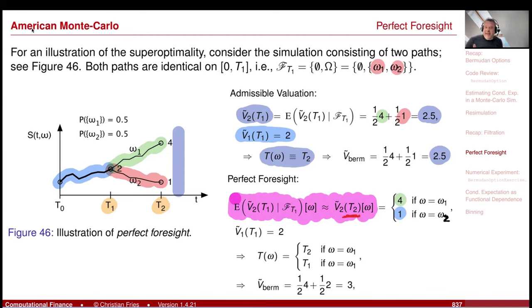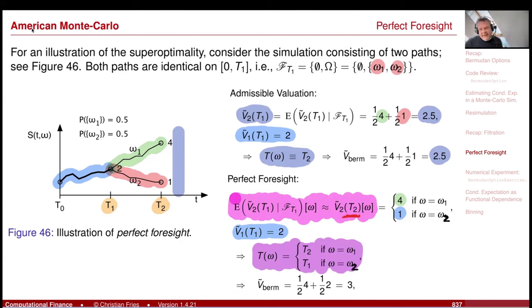So my conditional expectation is a random variable, but here my approximated conditional expectation is also a random variable, but it is not Ft1 measurable. Now I use this guy to make my decision. Of course, my decision is against the same value of the underlying, the true one, but now I observe that, well, if I already know that I'm on the sample path that goes up, I will continue. If I'm on the sample path that goes down, I will exercise. So this means now your optimal exercise time is continue to T2 if you are on sample path omega 1, or exercise, so T1, if you are on sample path omega 2.